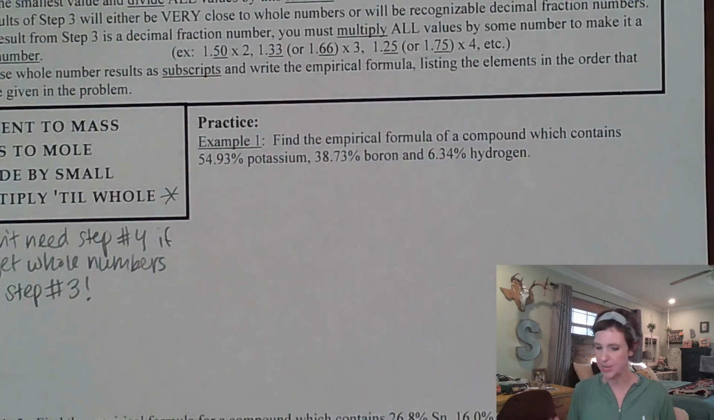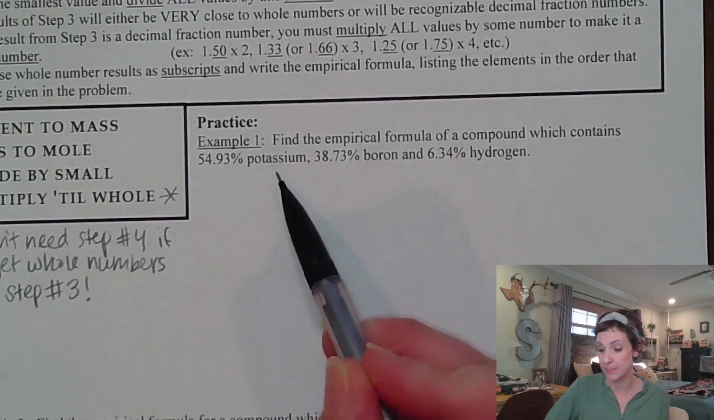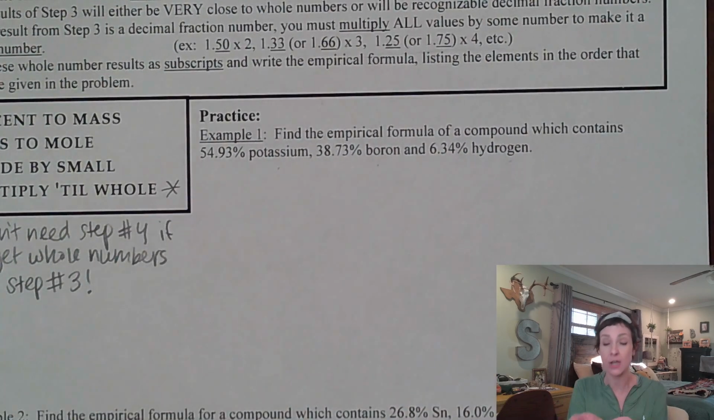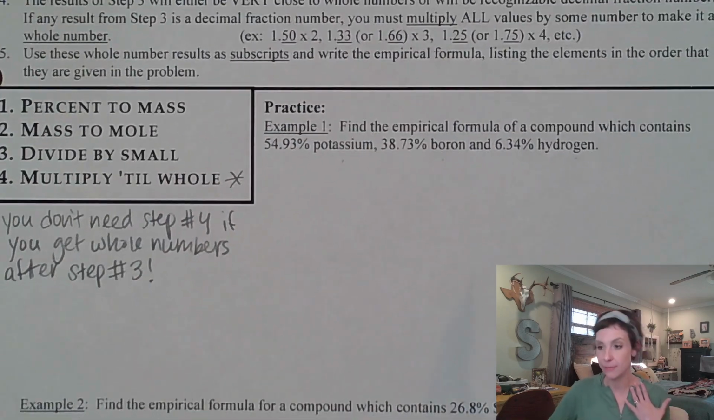So I'm finding the empirical formula, the EMP formula, meaning I want to know what the lowest whole number ratio is between the potassium, the boron, and the hydrogen in this compound that only contains those 3 things. So the first thing we do is percent to mass, mass to mole, divide by small. Percent to mass. What does that mean for me?